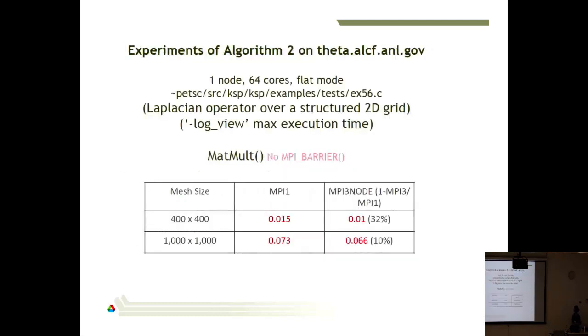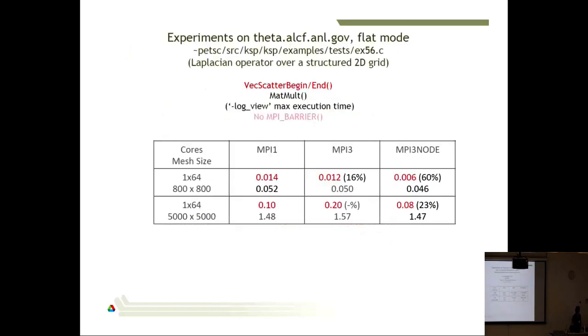Then the performance this time for small size: again, my results are actually all without MPI barrier. If I add MPI barrier, there's no performance gain. So MPI1 compared with MPI3, this is for matrix vector multiplication already. We got about 30% acceleration. This is for small problems. For larger ones, I can get better. So this is still okay.